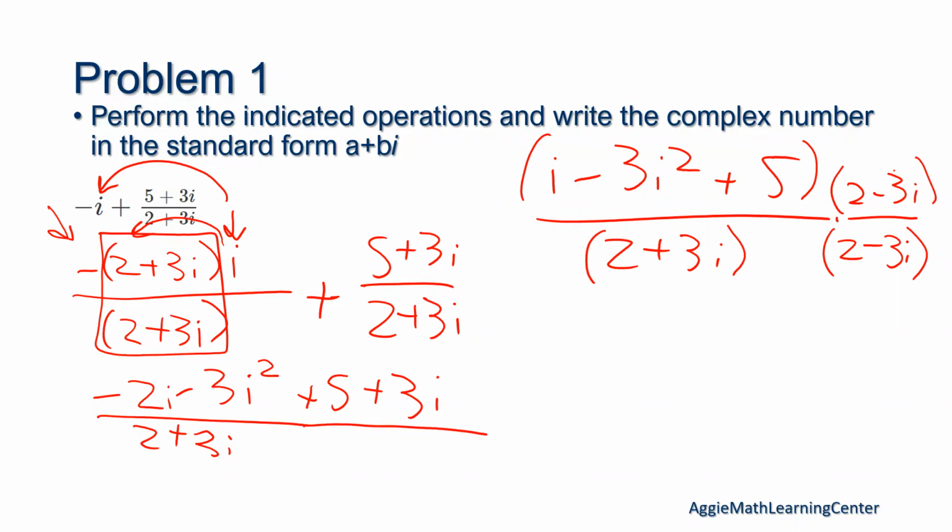Yeah, that's good. i squared. Do you guys remember what i squared is? -1. -1. So that just becomes plus 3. And then we can combine those together to 8. So that should be a little simpler. So there's just 4 terms on the top now.